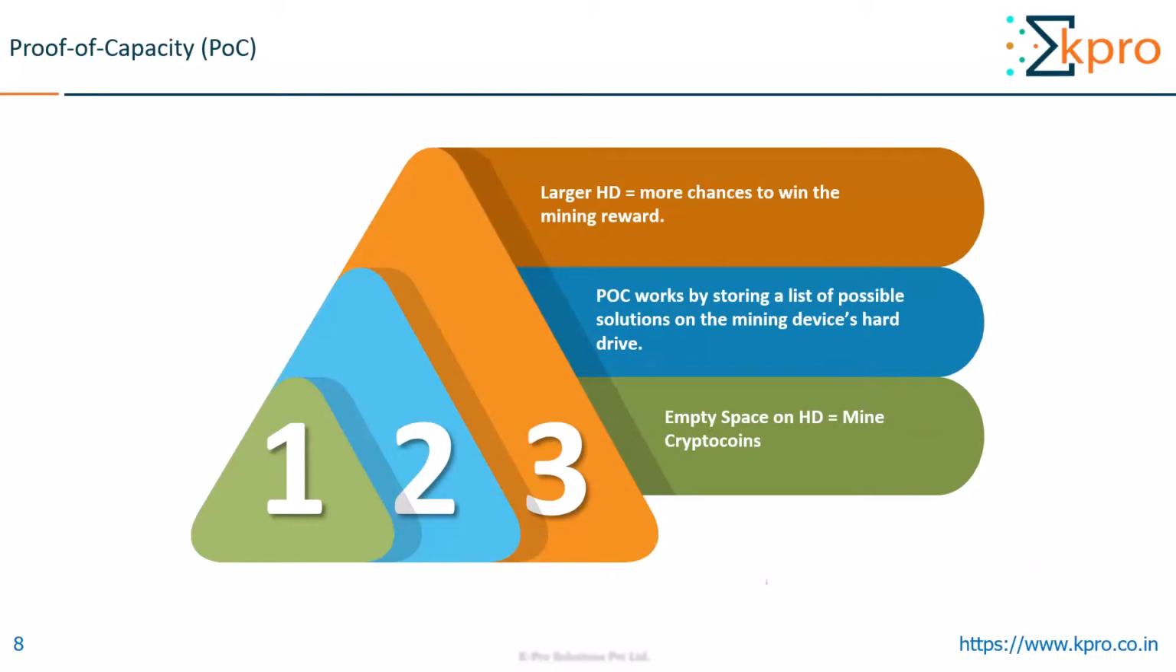The larger the hard drive, the more possible solution values can be stored on it, and the more chances a miner has to match the required hash value from its list, resulting in more chance of winning the mining reward. So basically this is what proof of capacity is.